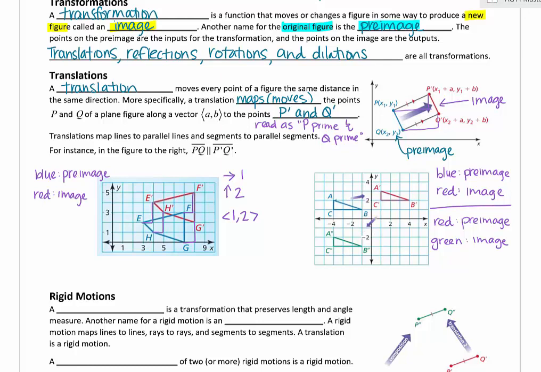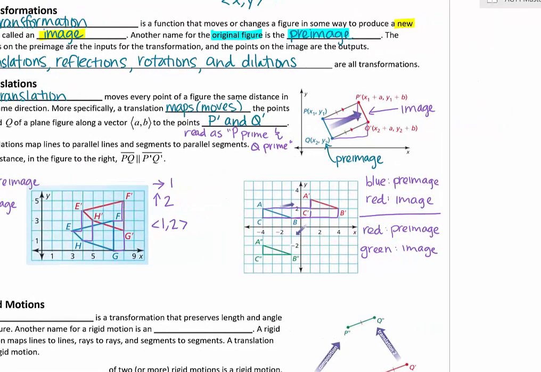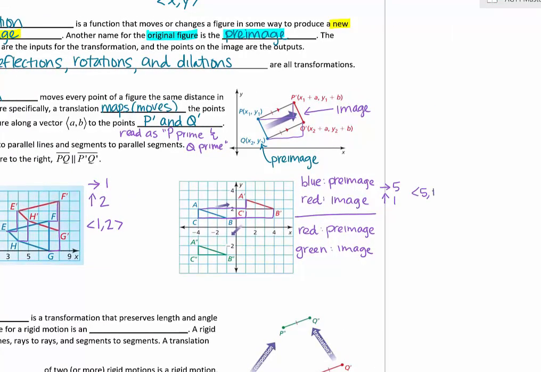So we have two things happening. To see what's happening first, we know that we're moving it along this vector here. A is moving over this many and up, so that's over 1, 2, 3, 4, 5 and up 1. C is doing the same thing, and B is doing the same thing. So to get from blue to red, we're moving it over 5 and up 1. So this vector would be 5, 1. Now to move it over to get to the green one, we're taking A prime and moving it to A double prime. It's being moved left 1, 2, 3, 4, 5, and then down 1, 2, 3, 4, 5. The same thing's happening with C and with B. So we're moving left 5 and down 5. So that would be 5, negative 5 as our vector.